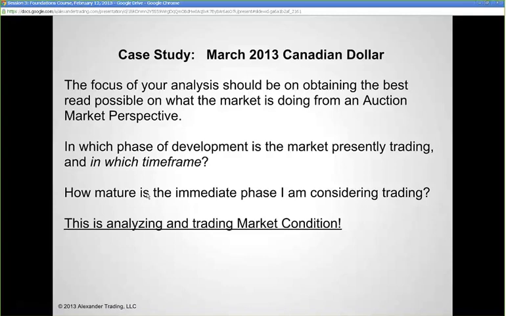And this, what we've just discussed, is analyzing and trading market condition. And it requires knowledge and understanding. That's all it requires. I'm not saying it's simple, but that is what it requires. And there's really not much else that's going to help unless you have the knowledge and the understanding.